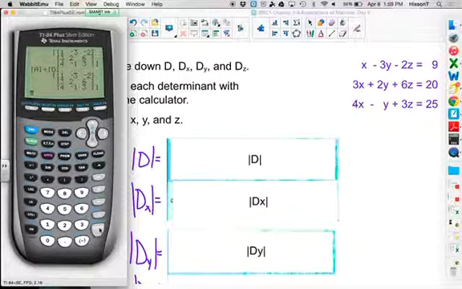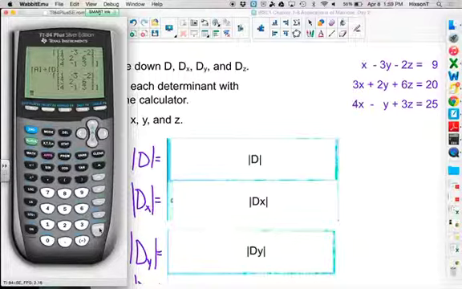So now we have our 4 matrices. However, I need to make D sub x, D sub y, and D sub z. So I'm going to go over here and edit. I'm going to leave A as my coefficient matrix. So I'm going to edit number 2. I'm going to make this D sub x. So I need to replace the x column with our constants, 9, 20, and 25. So 9, 20, and 25. And now we hit quit. And we've got D sub x in B.